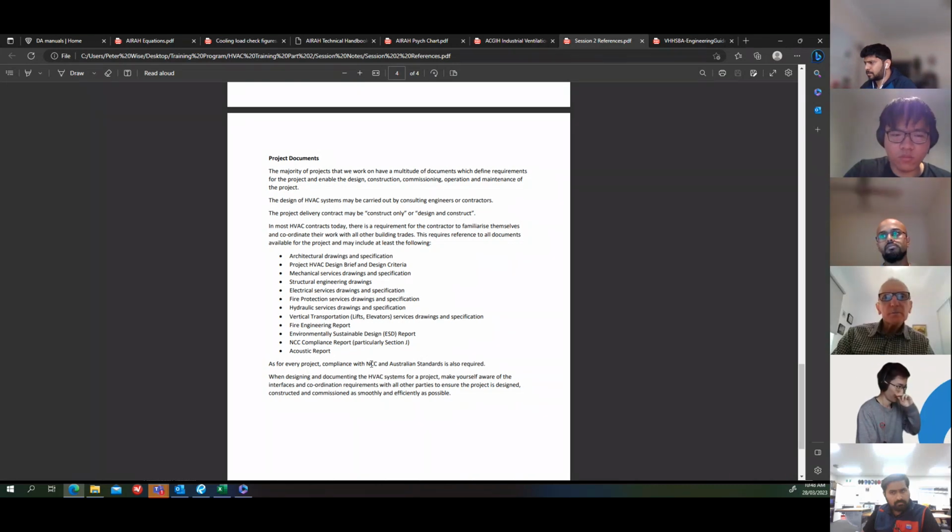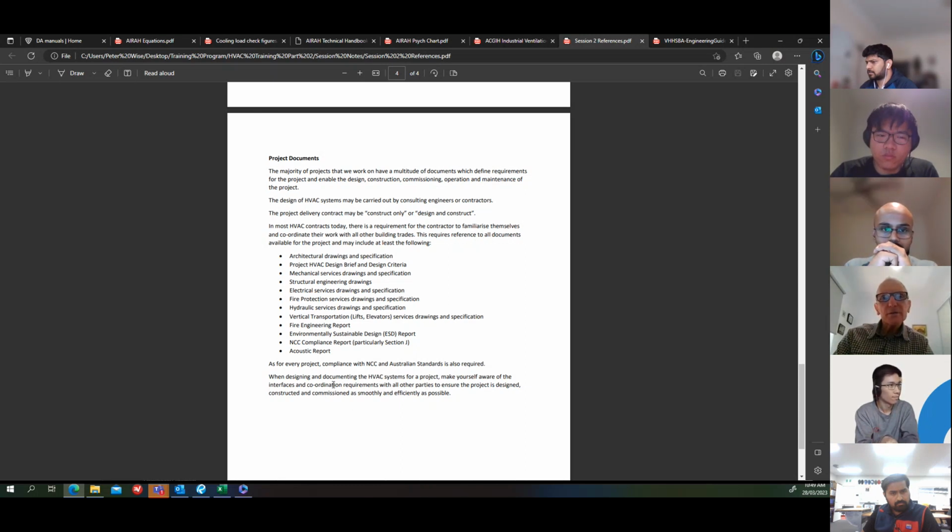So as for every project, compliance with the NCC and Australian standards is also required. So you might have conflicts between these things, between the NCC and the fire engineering report, for instance. Usually the fire engineering report will govern the project because they've issued a report which has been accepted by the building surveyor or building certifier, and that becomes the requirement for the project. So make yourself aware of the interfaces and coordination requirements with all the other parties to ensure the project is designed, constructed and commissioned as smoothly and efficiently as possible.